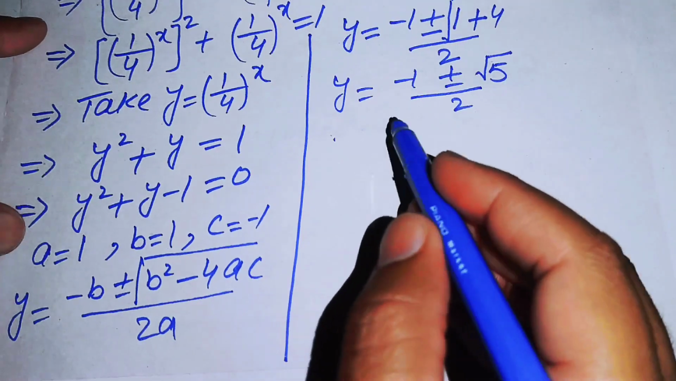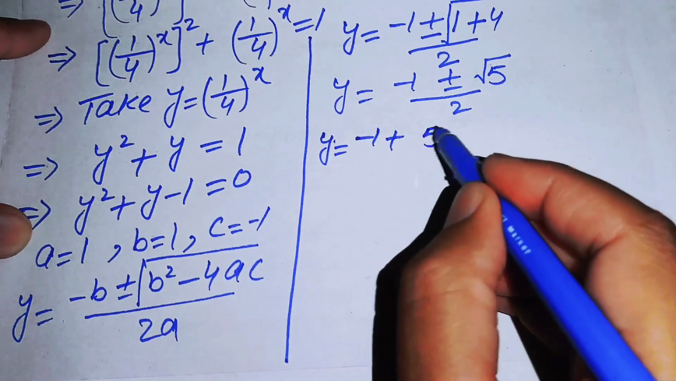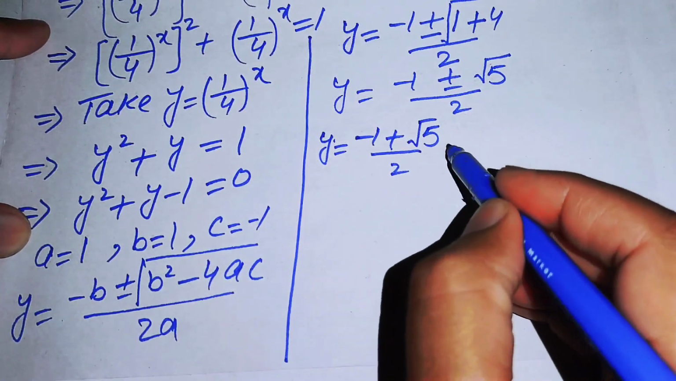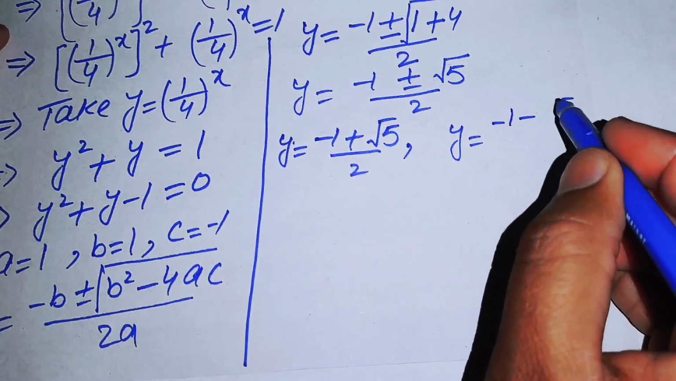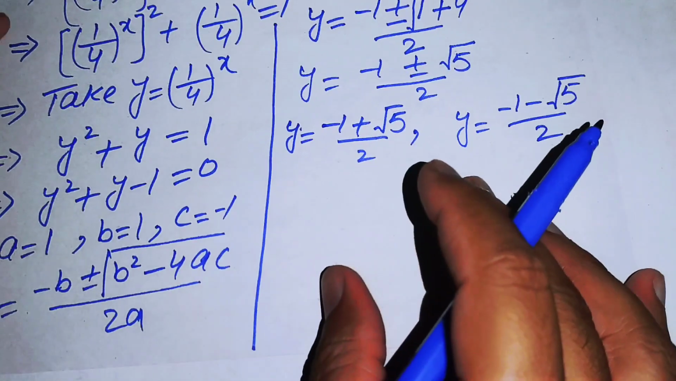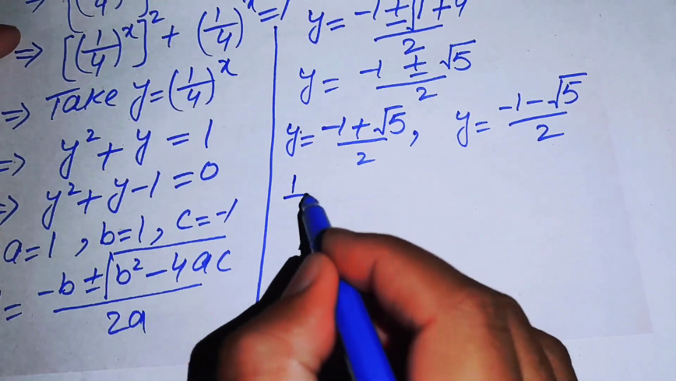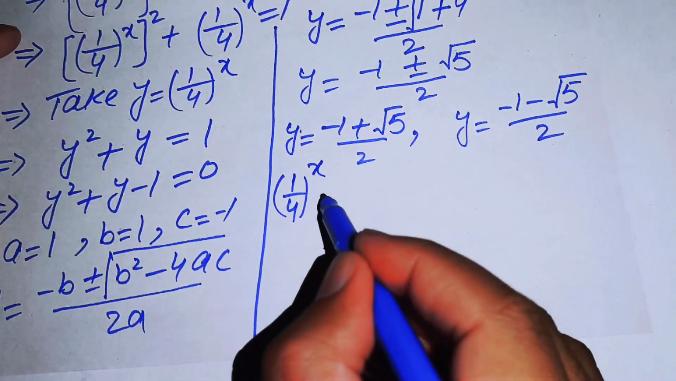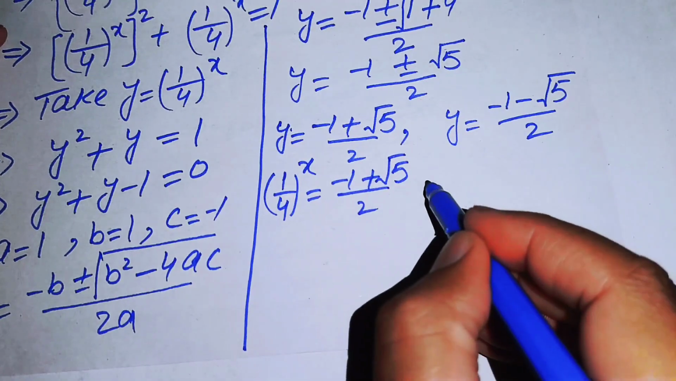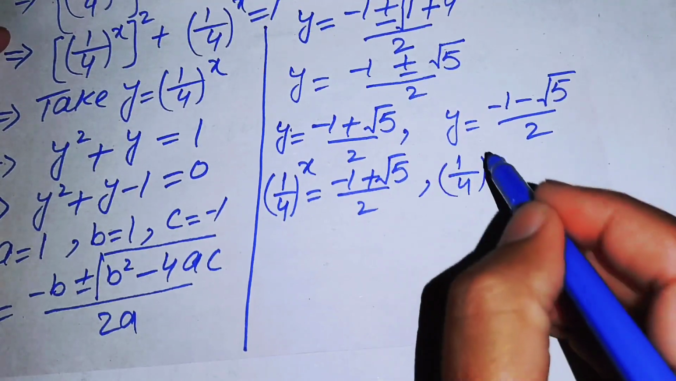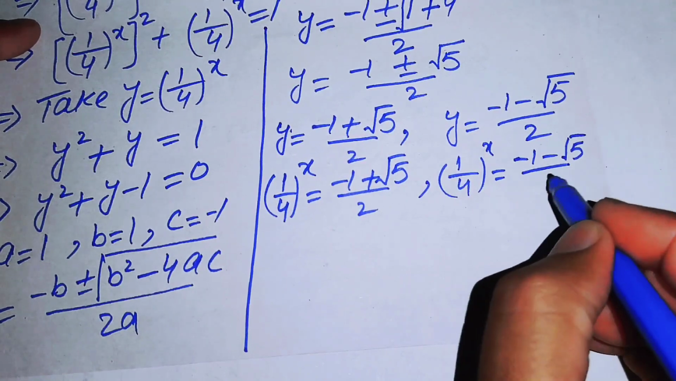So here we have two cases. The first case is y is equal to minus 1 plus square root of 5 over 2, and the other case is y is equal to minus 1 minus square root of 5 over 2. After that we can put in the value of y, which is 1 over 4 to the power of x, so it becomes 1 over 4 to the power of x is equal to minus 1 plus square root 5 over 2, and similarly 1 over 4 to the power of x is equal to minus 1 minus square root of 5 over 2.